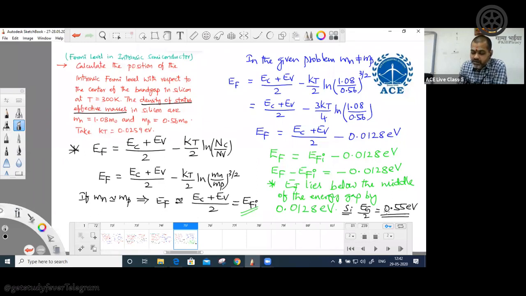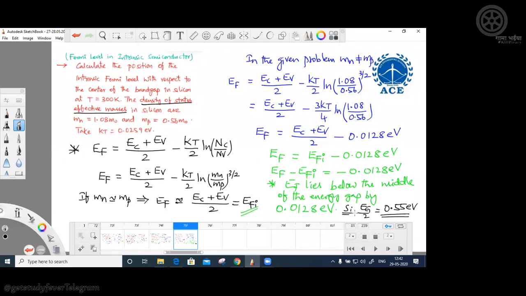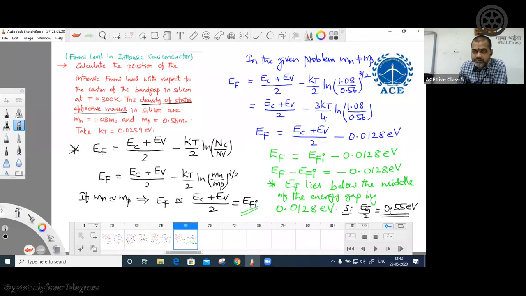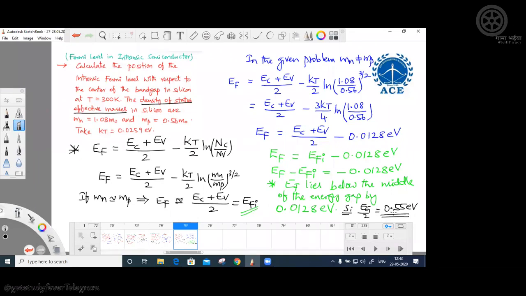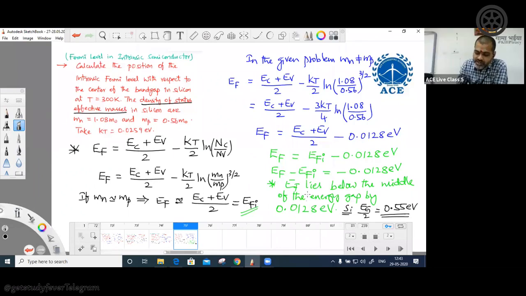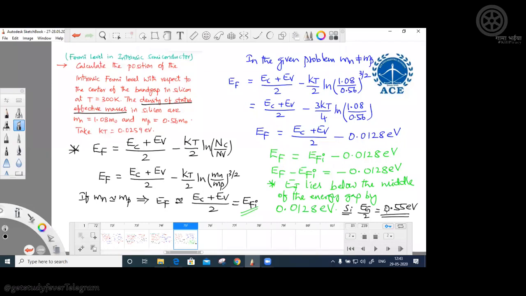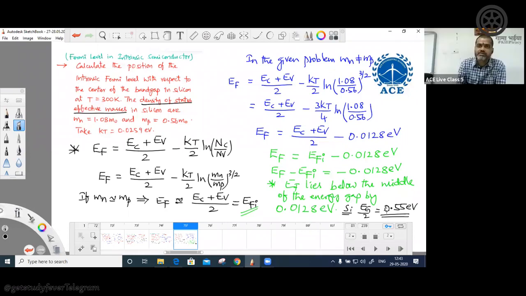Suppose I consider silicon, Eg by 2 is how much? 0.55. Now you got how much here? How much difference is there between the middle of the energy gap and EF? It is 0.0128. Can I neglect this 0.0128 with respect to 0.55? That is the reason why, most of the time, it is taken at the middle of the energy gap. It is taken for granted for an intrinsic semiconductor.